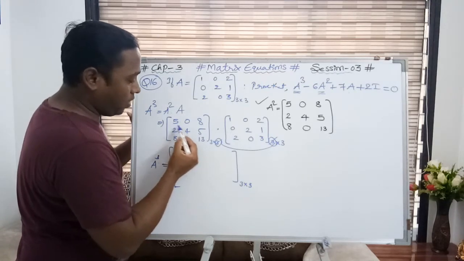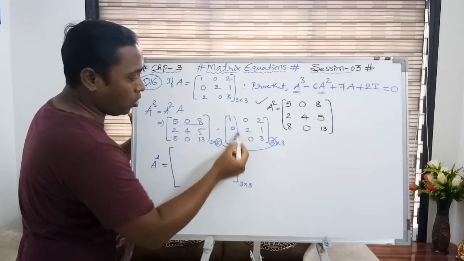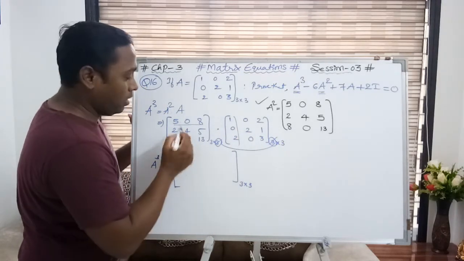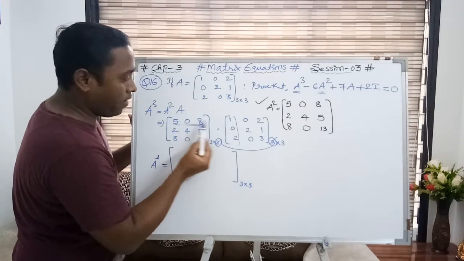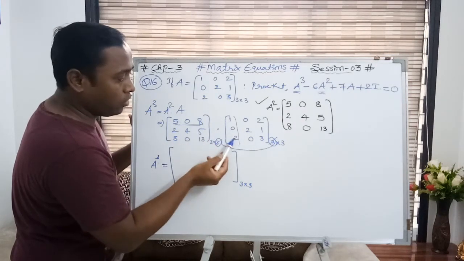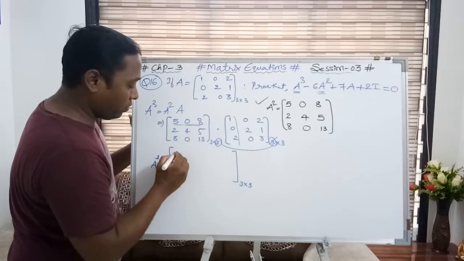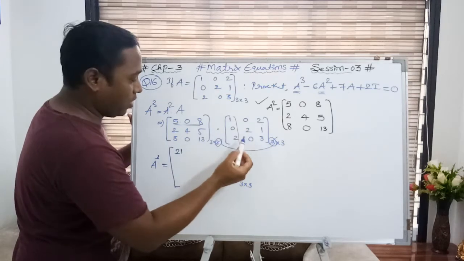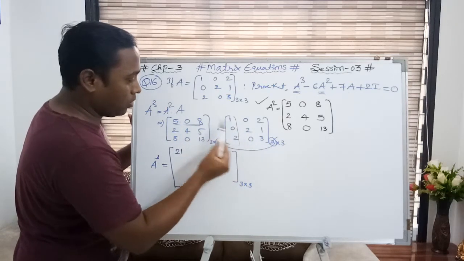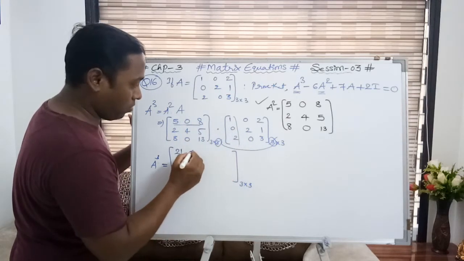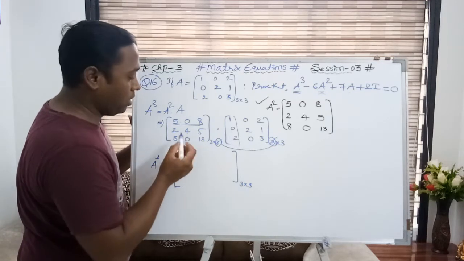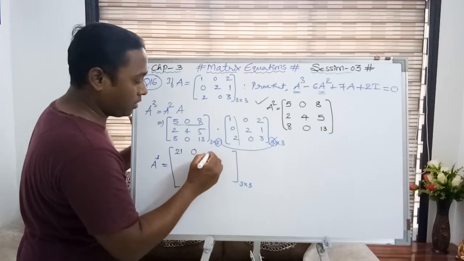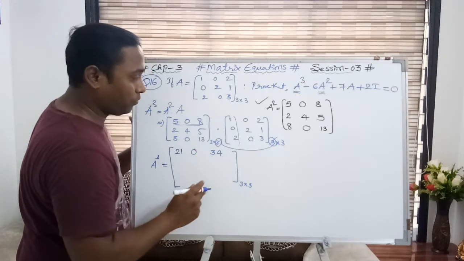The first element is obtained by row 1 column 1, row 1 column 2, row 1 column 3, like this. I am writing row wise. So if I do that multiplication, 5 1s are 5, 0s are 0, 8 2s are 16. 16 plus 5, 21. And the first row, second column: all are zeros, so the sum is also 0. Then 5 2s are 10, 0, 24. 24 plus 10, 34. Correct?